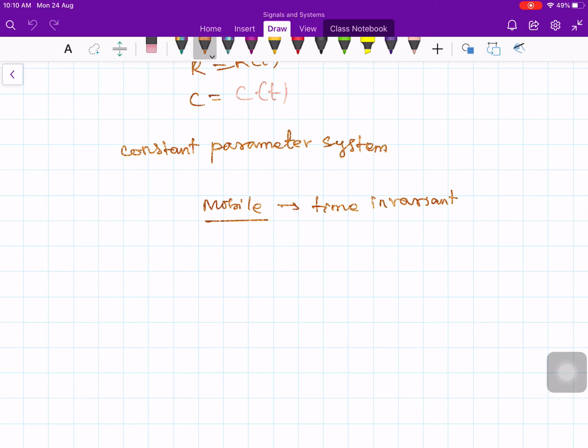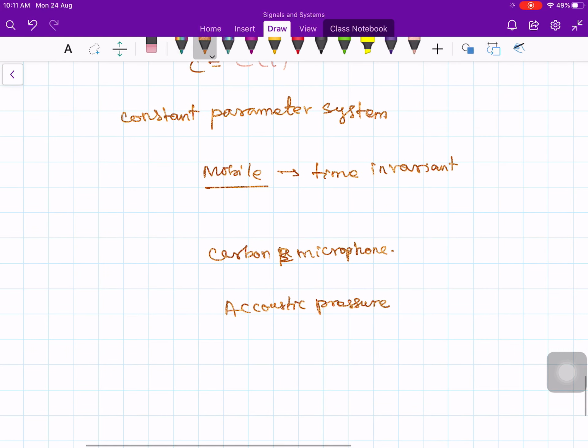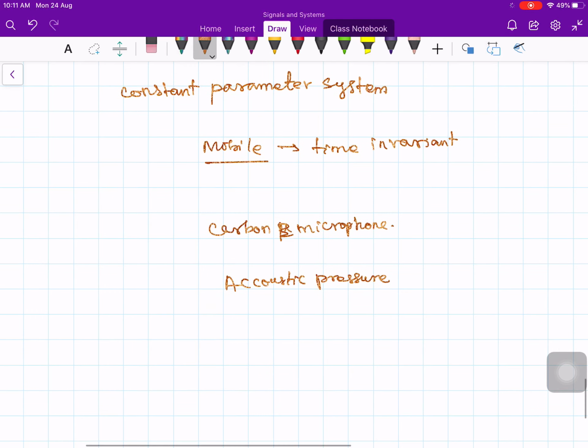For example, if you take a carbon microphone, depending upon the input signal, the acoustic pressure, the resistance of the microphone may be changing. So that becomes a variable parameter system or time variable system. Of course, it should be time variable, otherwise it will not give the right output for everybody's voice. So a variable parameter system is also sometimes referred to as a time variable system. Generally, we will be interested in talking about sometimes time variable systems and sometimes time invariant systems, with respect to linear systems, because that is the main focus of our work.